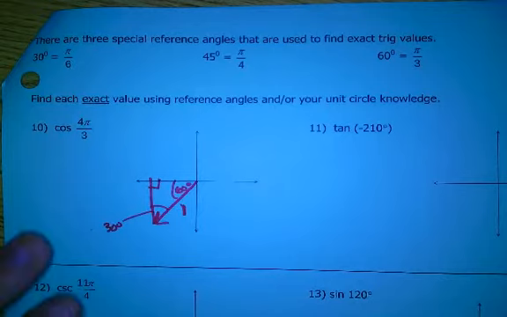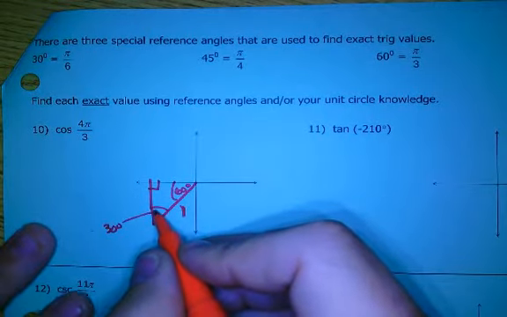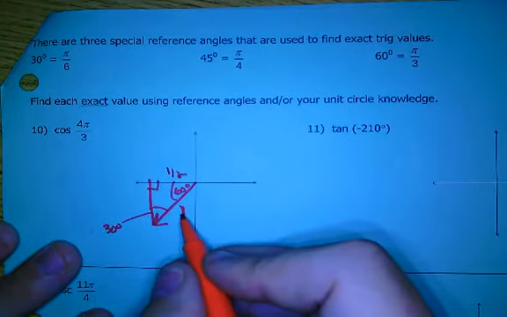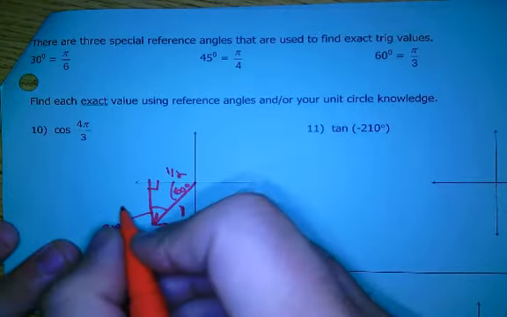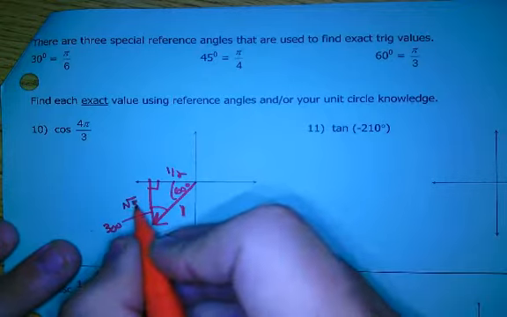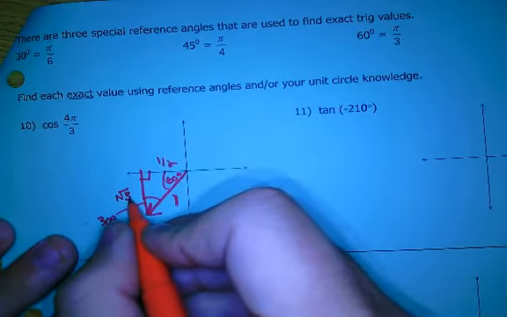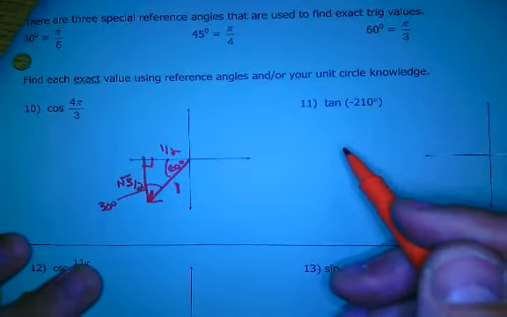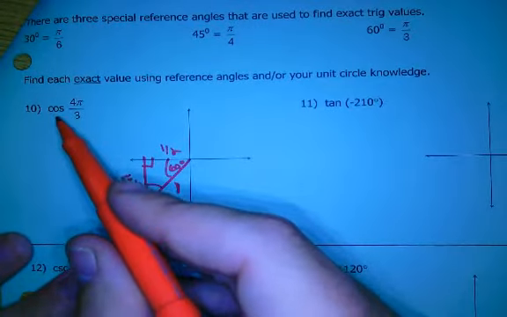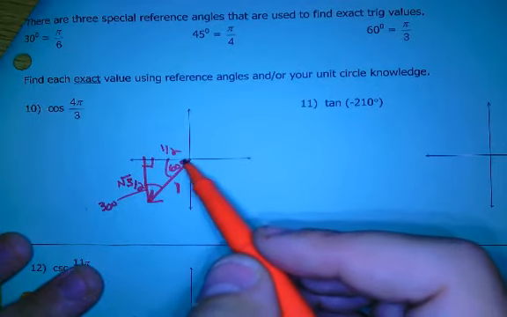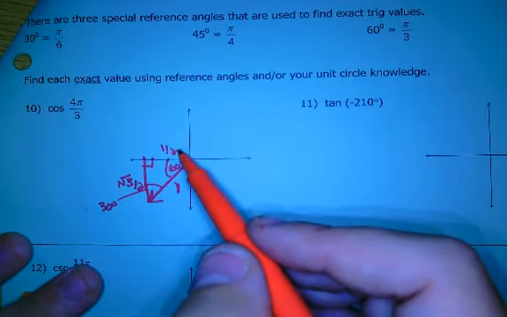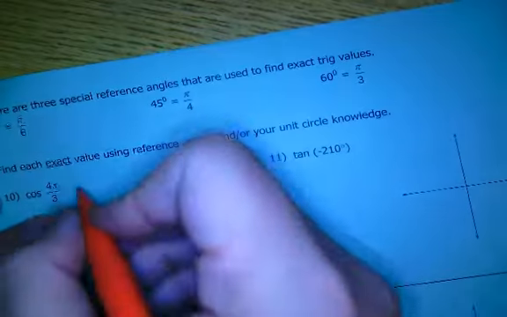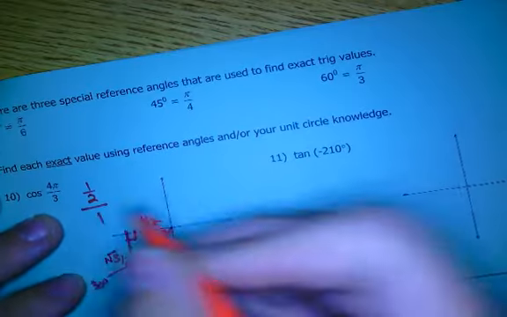For a 30, 60, 90, the side opposite the 30 is going to be your half, because it's half the hypotenuse. And the longer side is root 3 times whatever the shorter side is. So it's root 3 over 2. From here, what's cosine? Well, cosine is going to be adjacent over hypotenuse. So it's going to be 1/2 over 1.